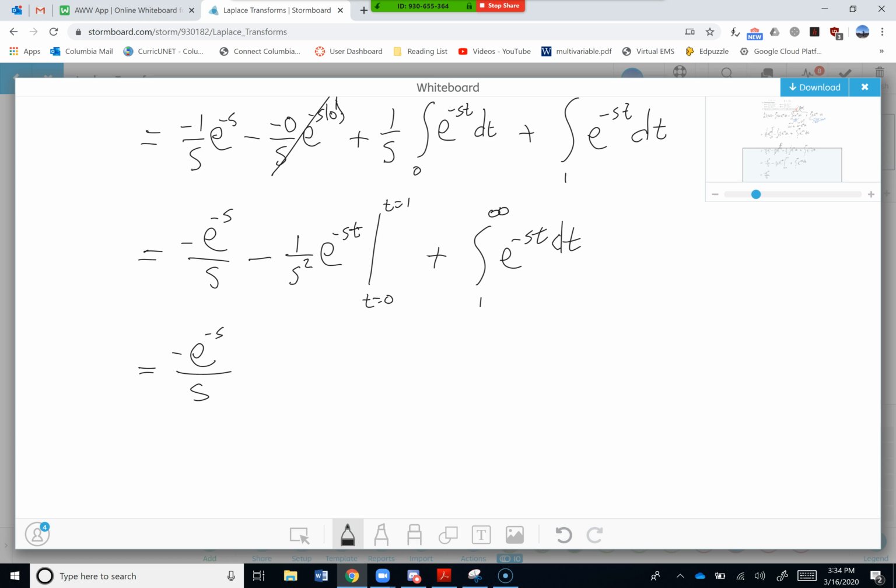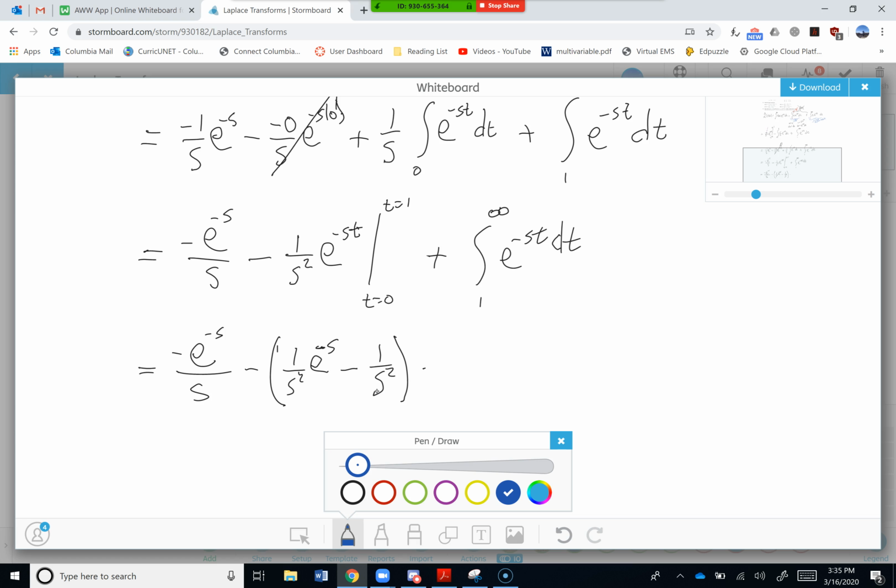Okay, so I have minus e to the minus s over s minus, let's see, at t is 1, this is 1 over s squared e to the minus s, right? Yeah. And then it's minus 1 over s squared e to the 0, which is 1. Pretty good with that? Okay, now let's see if we can tackle this other part.